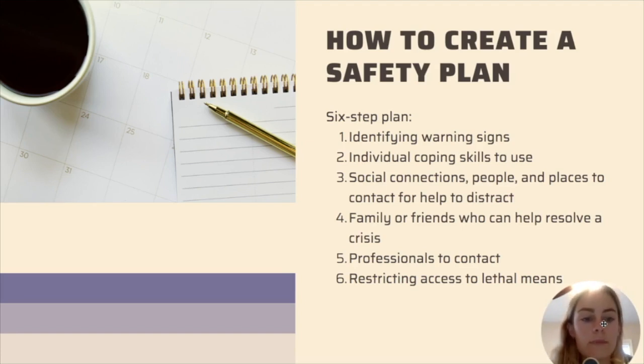Number 3, social connections, people and places for the patient to contact to help distract them. So not only help distract them, but number 4, family or friends who can help resolve a crisis. Number 3 would be social connections that just make them feel connected to other people, make them feel like they have someone to talk to. Again, sometimes a patient might not want to talk about themselves, but maybe it's reaching out to a friend and saying, hey, how's your day? And when their friend is talking about their day, that takes the attention off of their own emotions for a second and gives them the opportunity to think about something else.